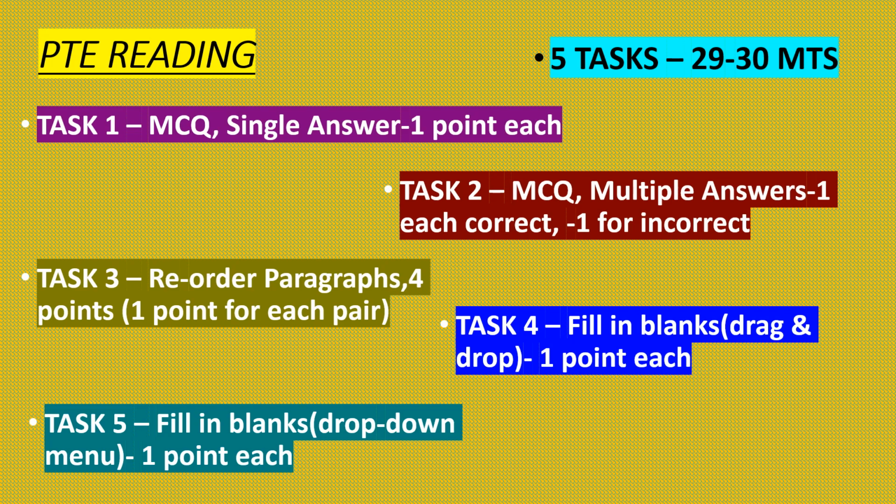The reading materials for this section are all authentic texts about a variety of academic subjects, including humanities, natural sciences, and social sciences. Task 1 is a multiple choice question, single answer, 1 point each. Task 2 is multiple choice question, multiple answers, 1 for each correct, and -1 for incorrect. Task 3 is reorder paragraphs, 4 points, 1 point for each pair. Task 4 is fill in the blanks, drag and drop, 1 point each. Task 5 is fill in the blanks, drop down menu, 1 point each.